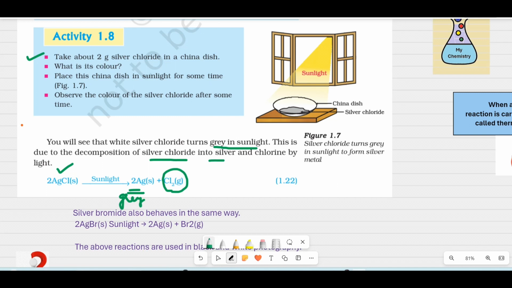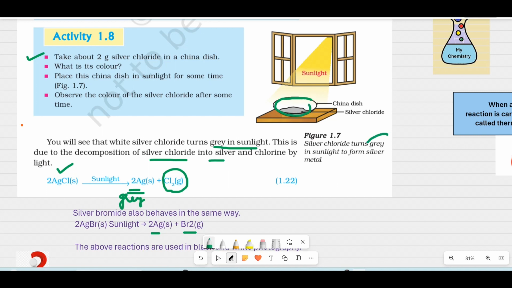Now, silver bromide also behaves in this way, AgBr. In the presence of sunlight, it forms silver and bromine. This chlorine gas as well as bromine gas will be released into the atmosphere. So whatever is left in the china dish, that is silver. Silver will be obtained, which is grey in color.